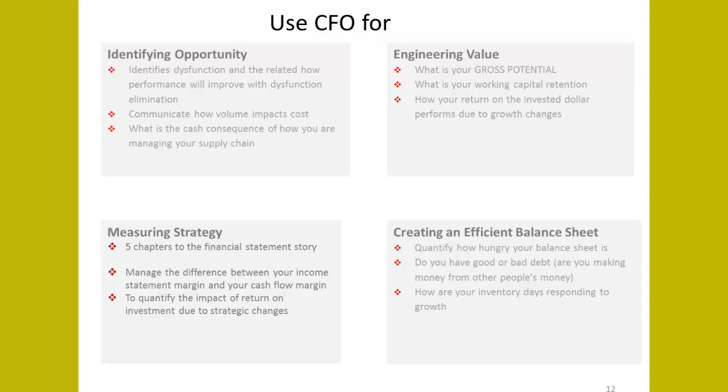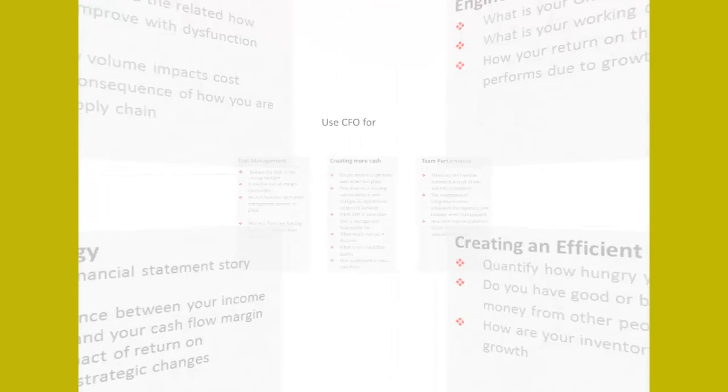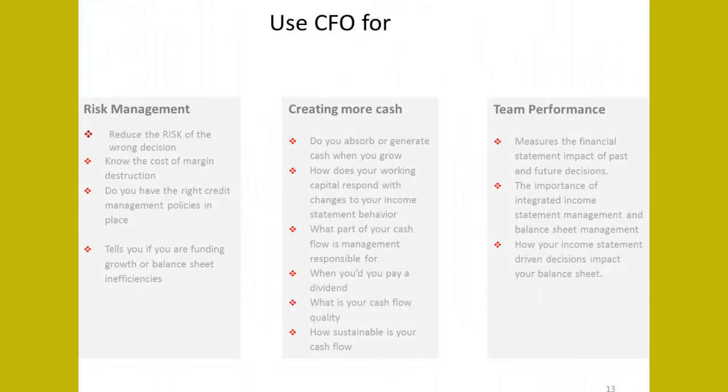Remember, that's one of the things that we've always been talking about is not only do you need to make profit, but you need to make cash as well. That's what we call an efficient balance sheet. I suppose the last three key areas that we use the capability for is to manage our risk and generate more cash, and also help our team to perform better.